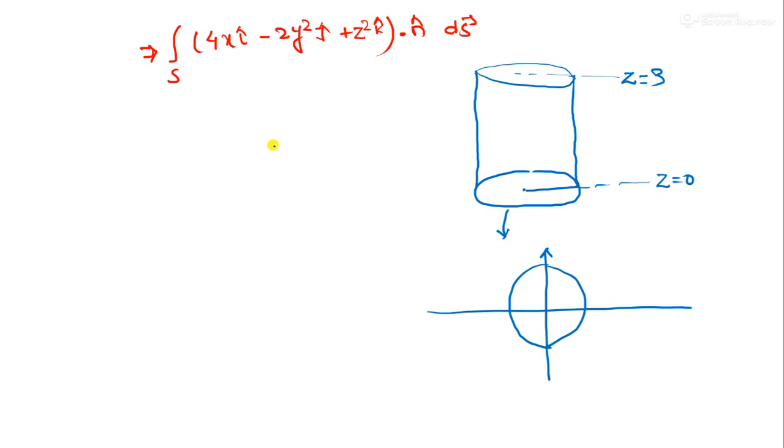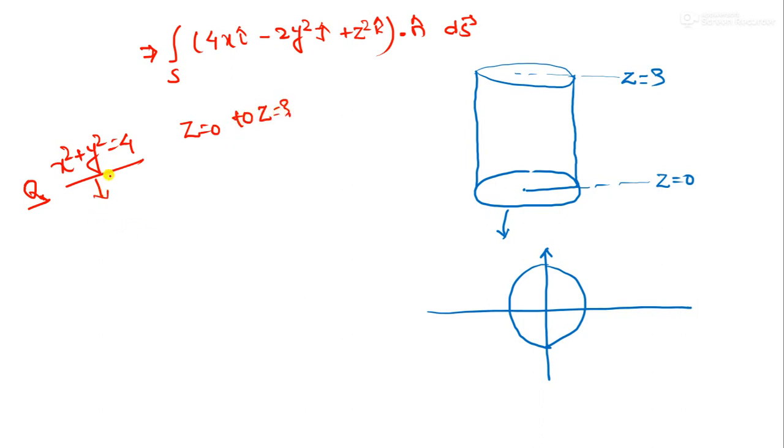What is the equation? The equation of the surface is given as x square plus y square is equal to 4. This is the first equation. The region bounded is a circle having center at the origin (0, 0) and radius 2, and z equals 0 to z equals 3. The bounded region is given by this.